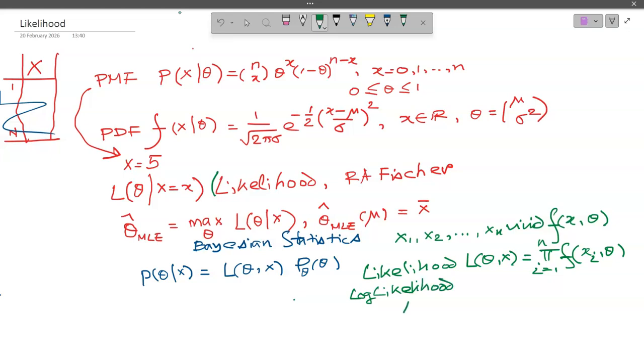Which is log of L of theta given x, and we denote it by small l of theta. This is for mathematical convenience, and log is a monotone function, so when we maximize the likelihood, it is same as maximizing the log likelihood and finding theta.